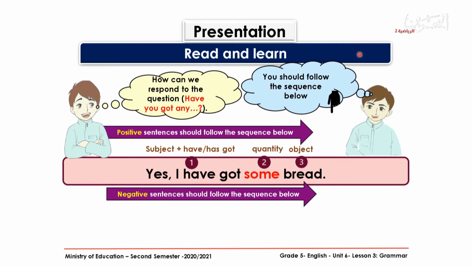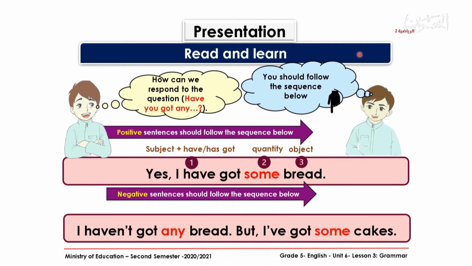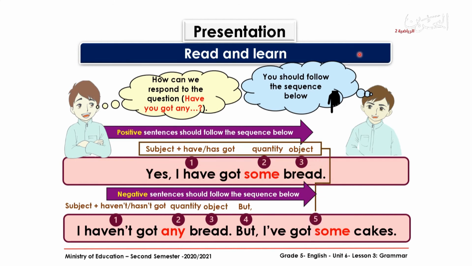For the negative sentences, we should follow the sequence below. So because it's negative, we will say I haven't got, the subject plus haven't or hasn't got. Then we will use the expression of quantity, which is any, then the object. And if we want to write the positive sentence with the negative one, we will put but, comma, then we will follow the same procedure that we followed in positive sentences.